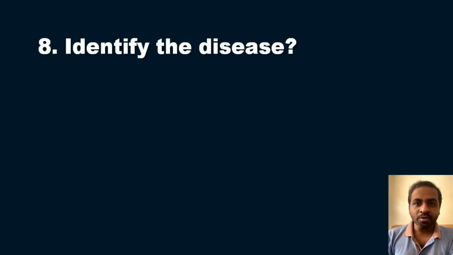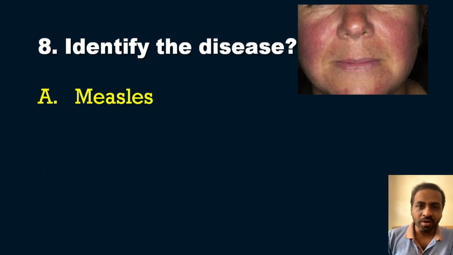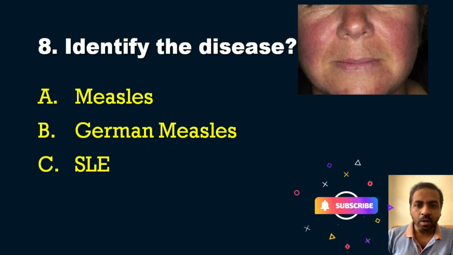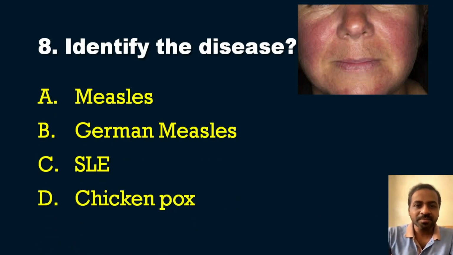Now we will move on to the 8th question in our series, and this is a picture based question. Your task is to identify the disease, and the picture is on your screen right now. So it's a type of skin rash. So what is the peculiarity of this skin rash? That's the question. So the options for you are: option A, measles; option B, German measles; option C, SLE; and option D, chickenpox.